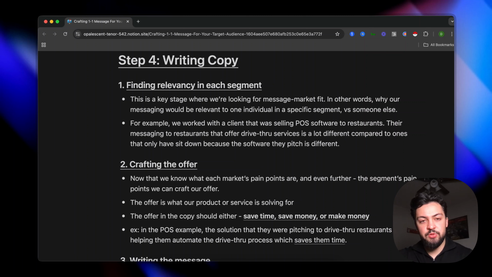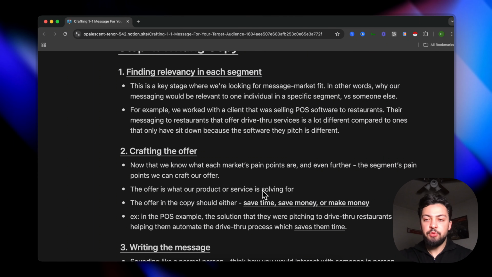The second aspect in terms of writing your copy is actually crafting the offer, right? So now that we have each market's pain points, we actually want to dial in and write that in our email copy, right? So that's part of the offer, and the offer is what our product or service is solving for. And if you guys can nail one of these three things, it's ultimately why people purchase. So it's either to save time, save money, or make money, right? Those are the three. If you can solve one of those three, then your product or service can actually deliver across from your messaging, right? And you have to talk about this in your email copy.